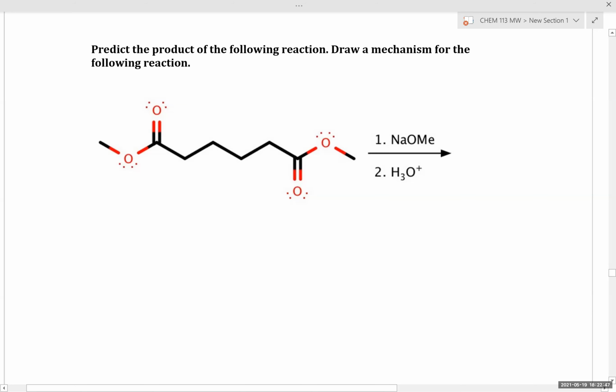This is a symmetrical substrate. Would anyone like to share their initial thoughts on what's going to happen in this reaction first? We have this diester. It's a 1,6 diester. We're treating it with sodium methoxide. What's the first thing that's going to happen if you treat an ester with a strong base?